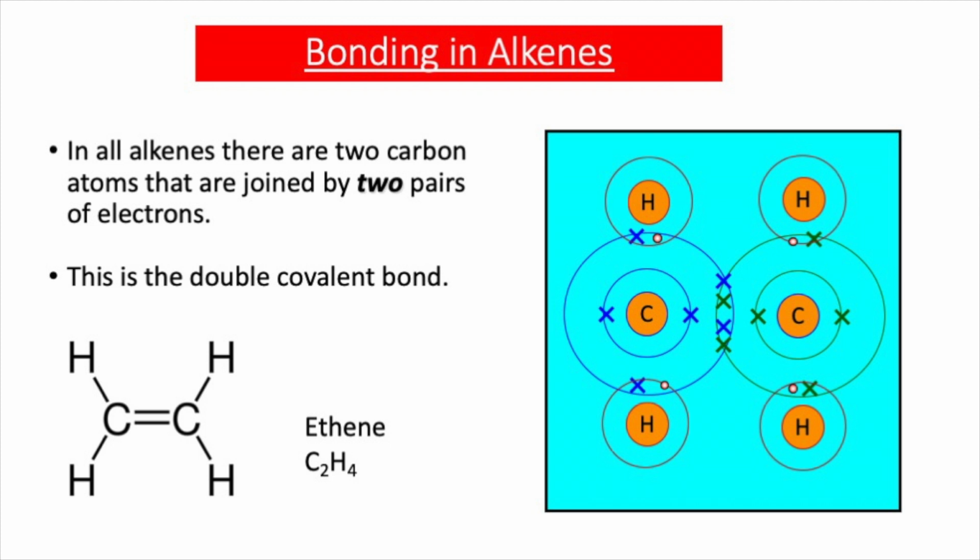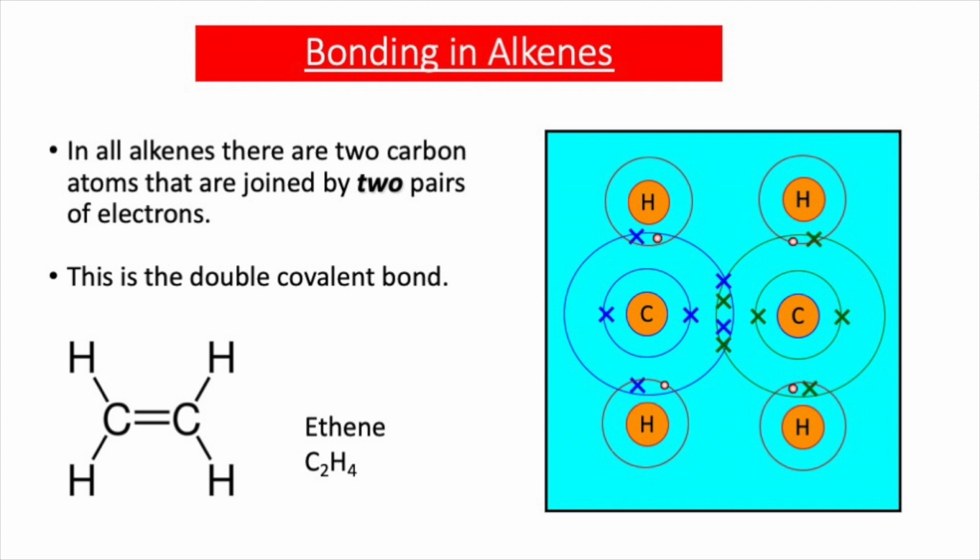So therefore, each carbon has a share of 8 electrons. It has 4 electrons in its outer shell, and it's sharing 2 pairs of electrons with 1 carbon, and it's sharing a pair of electrons with each hydrogen. And both the carbon and the hydrogens in this diagram are obtaining their full outer shells.